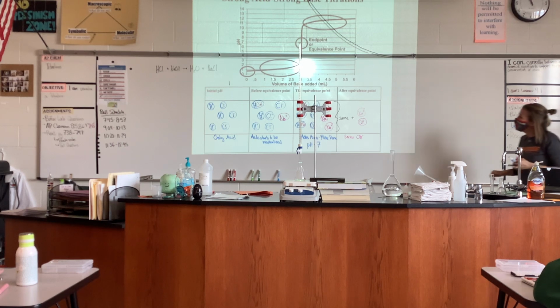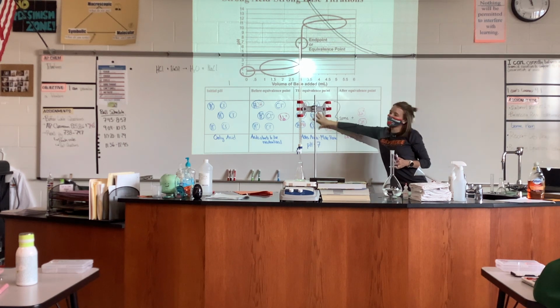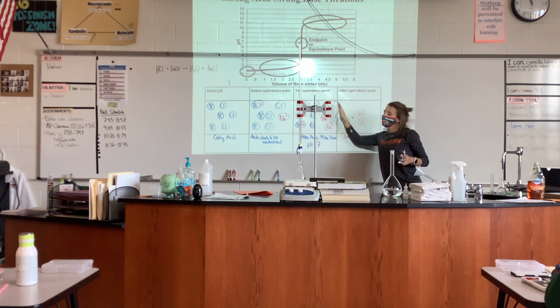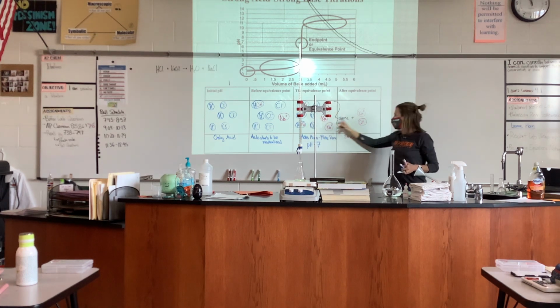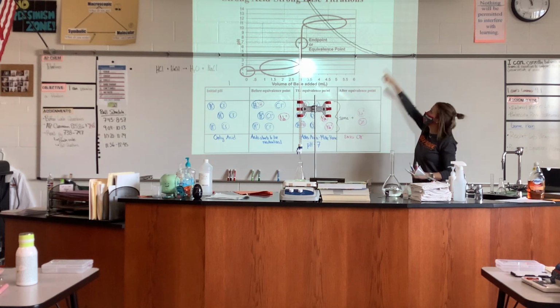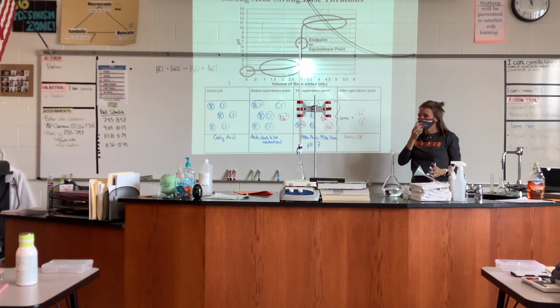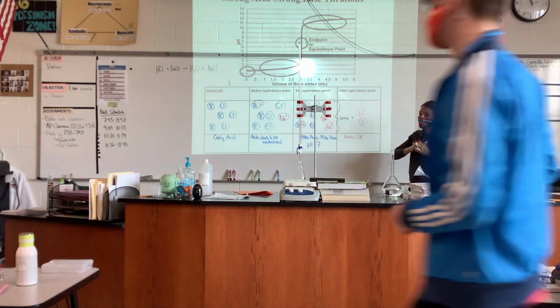That's probably true. So after the equivalence point, you can redraw it all if you want, but pretty much all of this is still there. And now you just added excess base, which is why the pH is so high. So if it tells us to identify the equivalence point on a graph, it's just always at 7.